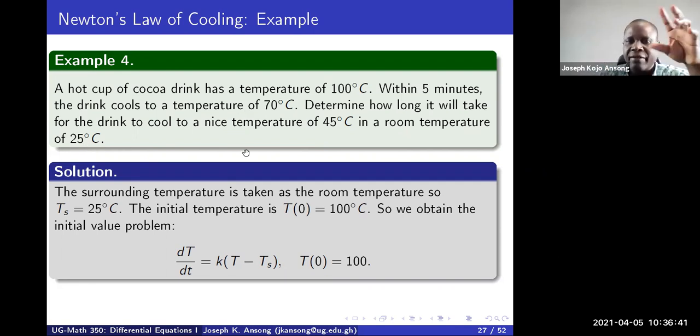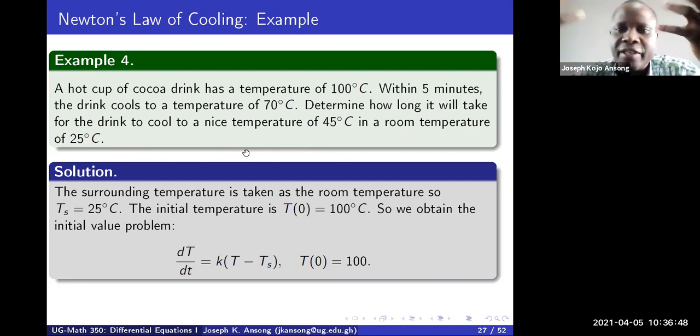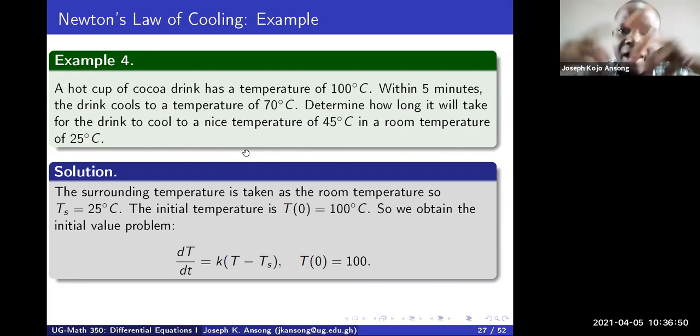In 5 minutes, at 70 degrees, it is still hot for you. You don't want to drink it. You want to wait and see when it will be nice enough, let's say 45 degrees, then you can start drinking it. How long will it take? Well, you can use Newton's law of cooling to determine that. So how do you do that? The temperature of the surrounding will be the temperature of the room, so we'll take the room temperature to be the temperature of the surrounding.